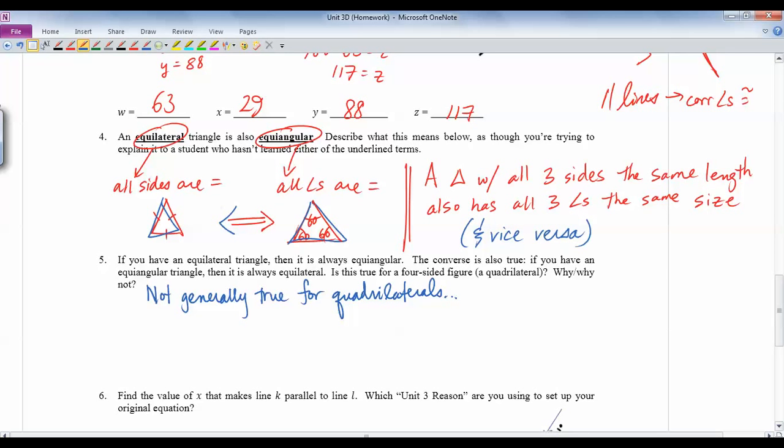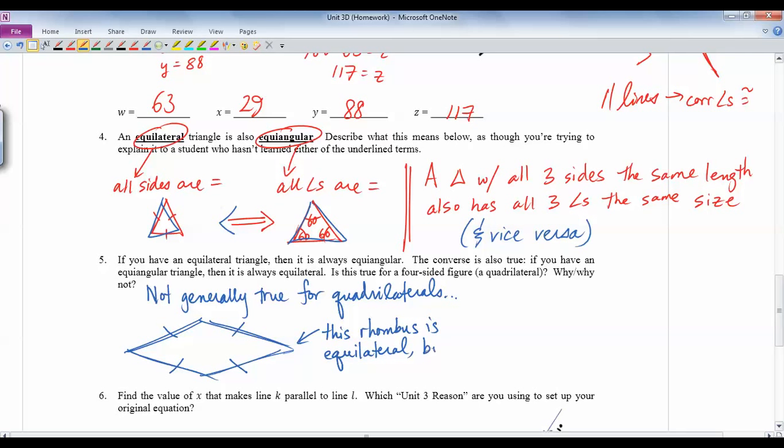For example, don't draw a square, draw a rhombus that doesn't have right angles. Something like this. It's almost like you take a square and you squish it, right? All four of these could be the same size, right? So this rhombus, a rhombus is all four sides are the same. This rhombus is equilateral. All the sides are the same, but it's not equiangular.